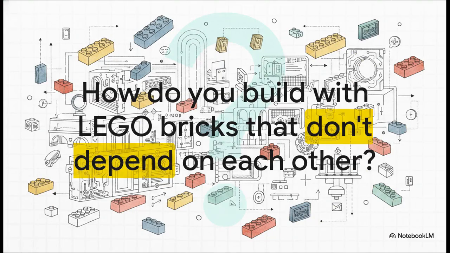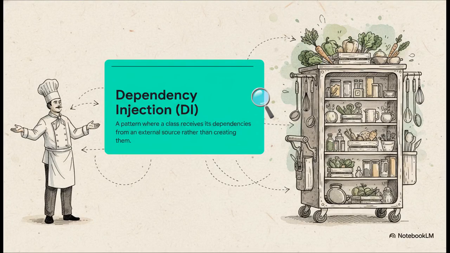Think about it like this. You want to build something with Lego bricks that are totally independent, right? Each piece can be swapped out, you can test it all by itself, and it doesn't care who made the brick you snapped it onto. How do you pull that off? Well, the answer is dependency injection, or DI.